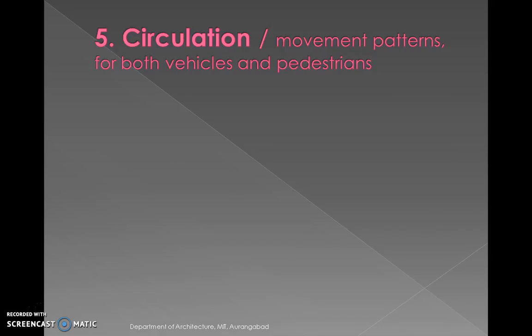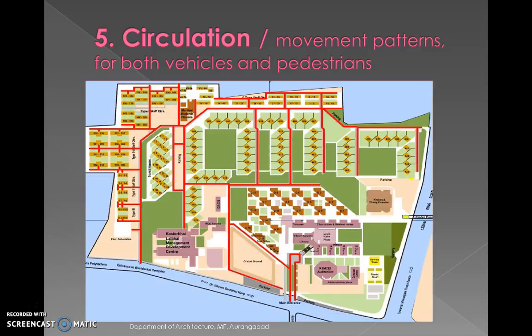Circulation movement pattern has to be defined for both vehicles and pedestrians. Within the site, you have to use different colors to mark the circulation by the vehicles and circulation by the pedestrians.